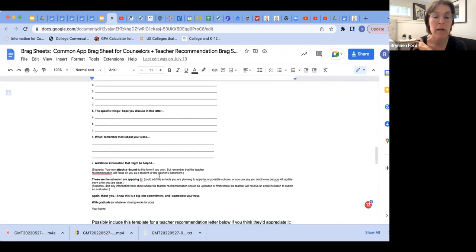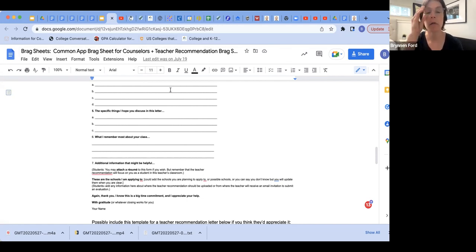And then finally, you definitely can attach your activities list or a resume if you'd like. But again, the teacher recommendation will focus on how you were as a student in their classroom. So questions about that? I'd like to give you some time to brainstorm that if you haven't already done it, or we can move on to other things. Who's got some feedback for me?